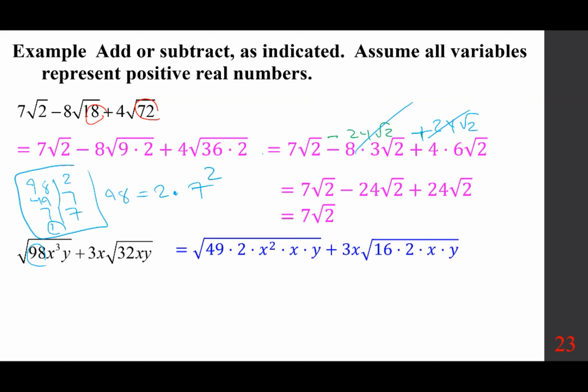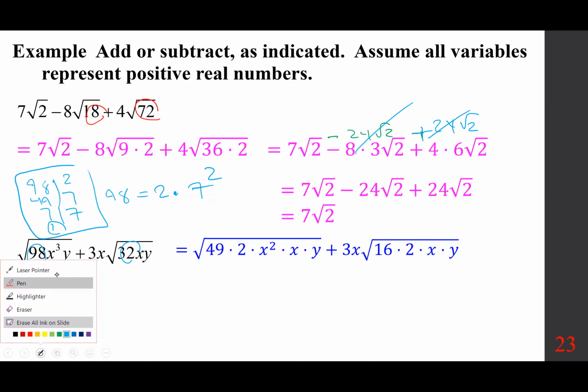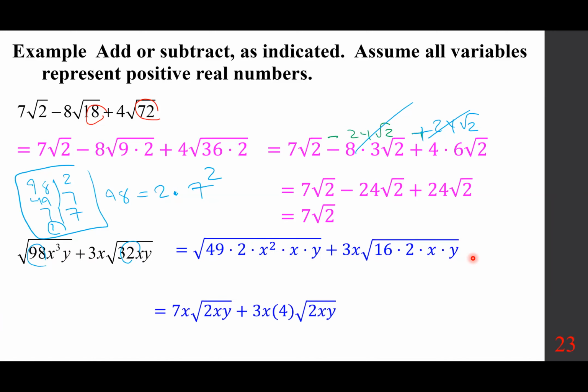All right. Now, the same thing for number 32. You can work it out as 2 to the power of 5 or 16 times 2. Either way is fine. So what happens next? 49 comes out as 7, 2 remains, x squared comes out as x, and y remains. The same thing, 3x is there, 4 comes out, the rest of them remain inside. So again, 49 comes out as 7, x squared comes out as x.